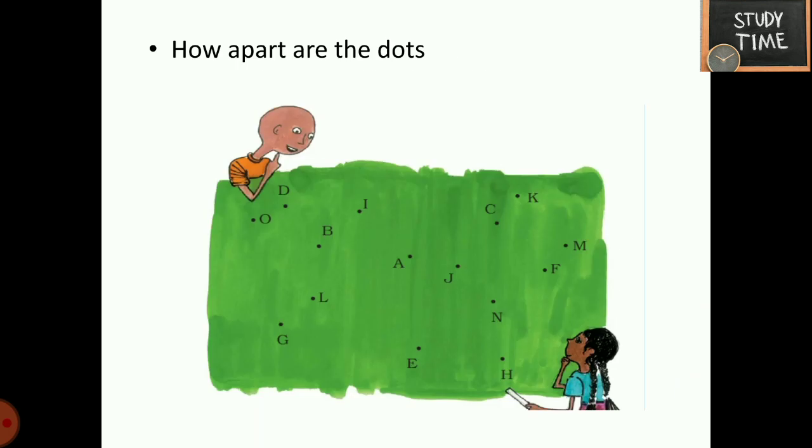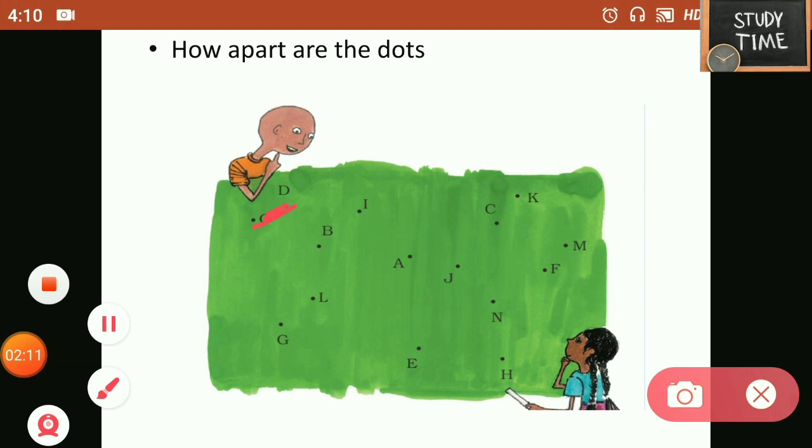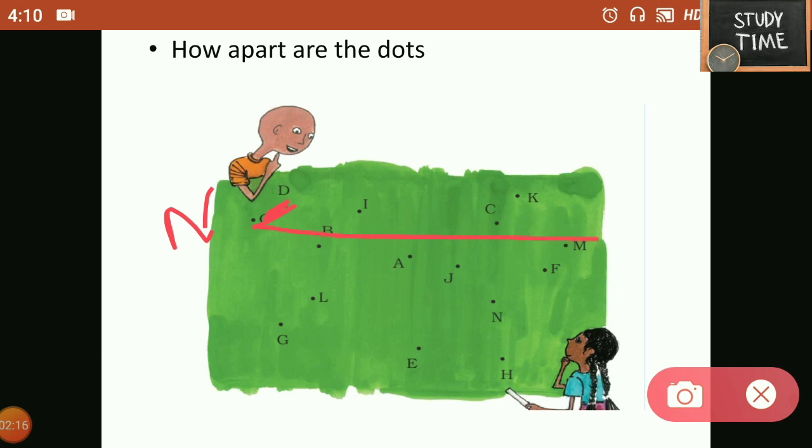How apart are the dots? Here many dots are given, so you have to make a tabular column and check which is near, which is far. Here OD is near and OM is far. If you want to check, you can check by making a tabular column, writing all combinations of distances and checking.